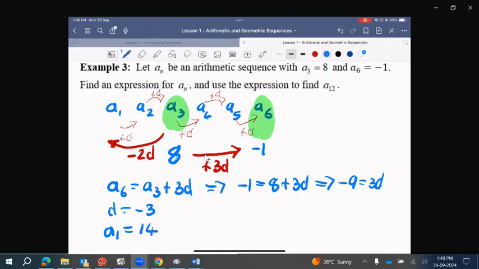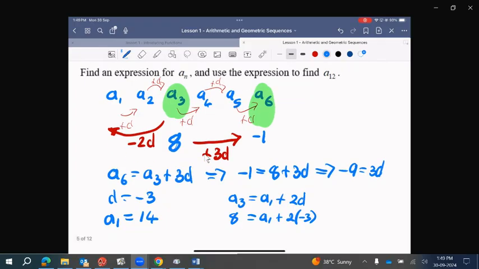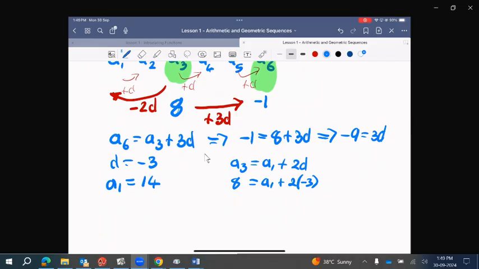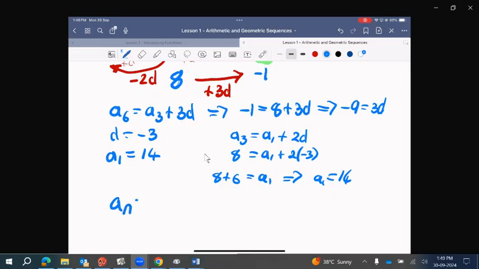Well, if we want the 3rd term and we're at the first term, we need to add 2D to it. So the first term plus 2 lots of our D, which we found to be -3, has to equal 8. So that gives us 8 plus 6 equals the first term, which means the first term is equal to 14. So our formula for any term in the sequence is A_n equals 14 minus 3(n minus 1).